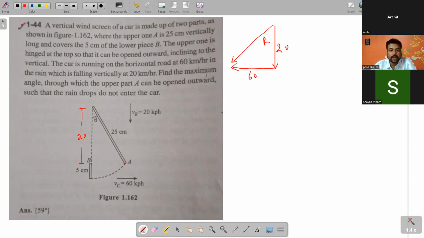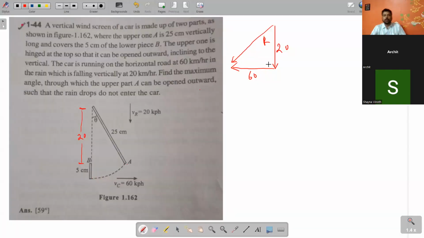Now find the maximum. Got disconnected, Wi-Fi. Wi-Fi lost actually, so I just connected over hotspot. So you stopped at resultant. Yes, yes, I'm telling you.